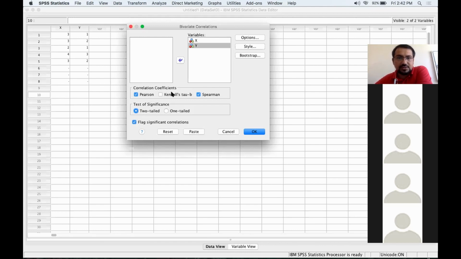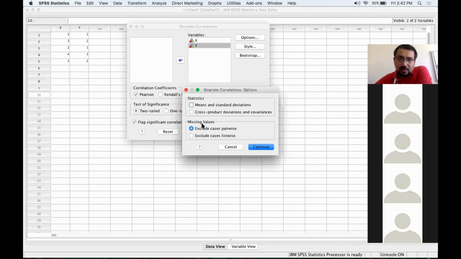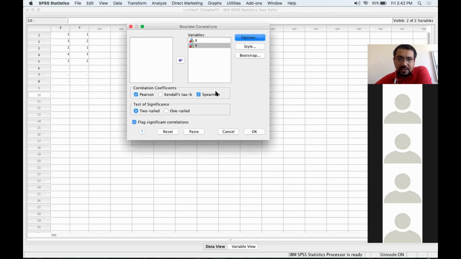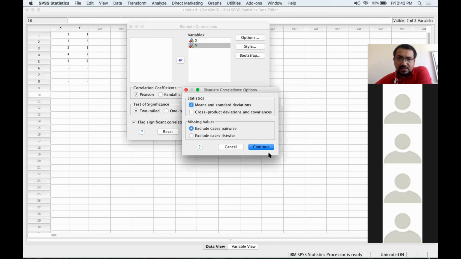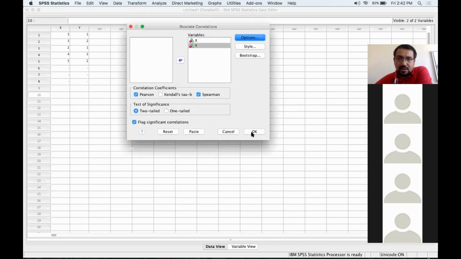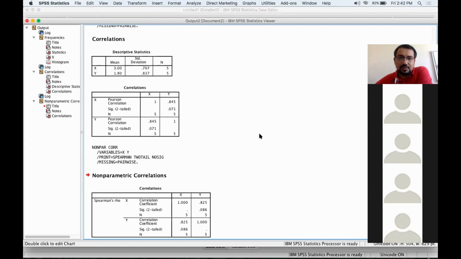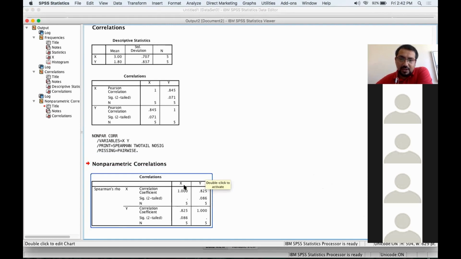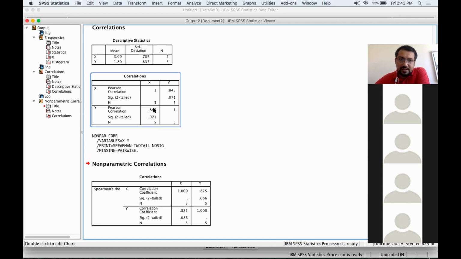Flag significant correlations, yes, we can do that. Options, we don't need any of them now. Maybe mean and standard deviations we can do. When you do the correlation, look at this table. The correlation is actually 0.82, and what was our answer? 0.83, you said, right or not? I think it was correct. 0.84. So it's almost the correct answer. Here 0.825. So the correlation coefficient, here Pearson.